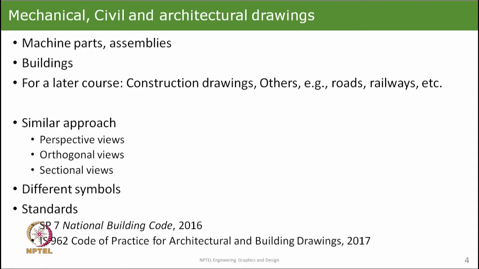The important standards related to civil and architectural drawings are, first, SP 7, Special Publication 7 by the Bureau of Indian Standards, which is the National Building Code 2016. This code is a very comprehensive compilation of all aspects related to the design and construction of buildings. The other standard is IS 962, which is the Code of Practice for Architectural and Building Drawings. We shall draw upon some of the information given in both of these standards in today's lecture.